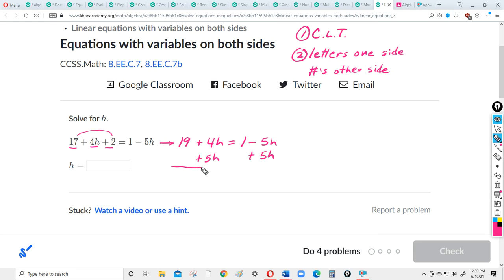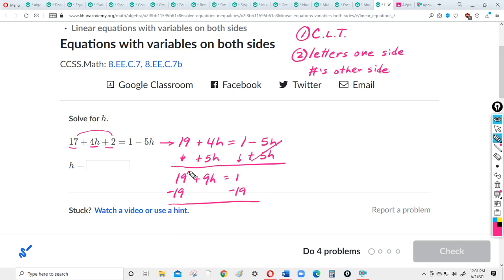You want to do the same thing on both sides. So I'll bring down the 19. 4h plus 5h is 9h. Bring down the equal sign. Bring down the 1. Negative 5h plus 5h is just 0. It cancels out. And we want letters on one side and numbers on the other. So we have our 9h here. We want to get rid of this 19. I am going to do a minus 19 on both sides.